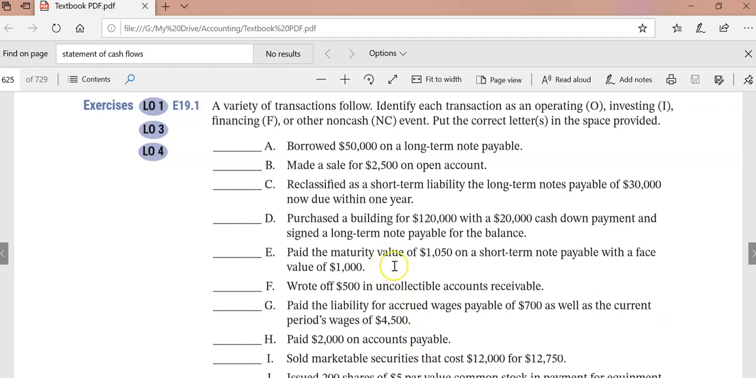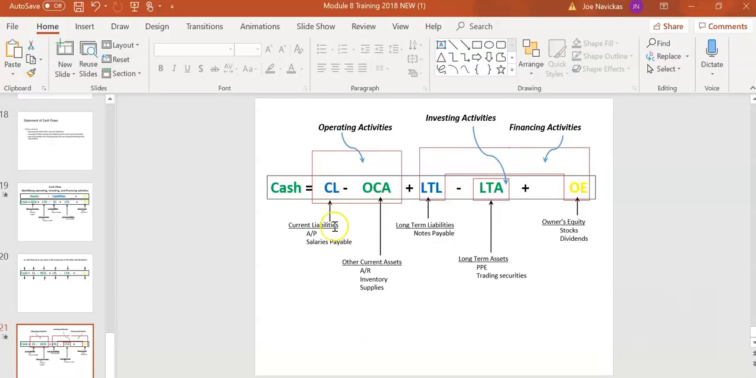E, we paid the maturity value of $1,050 on a short-term note payable with a face value of $1,000. All right, so what's going on here is we're paying off a current liability. Remember, if we're dealing with a current liability, and there's interest involved in there, remember, interest and taxes is also operating. So E is operating. We're paying off a current liability. It is an operating piece. And in there we also have some interest. Remember, interest and taxes paid is done through operating activities.